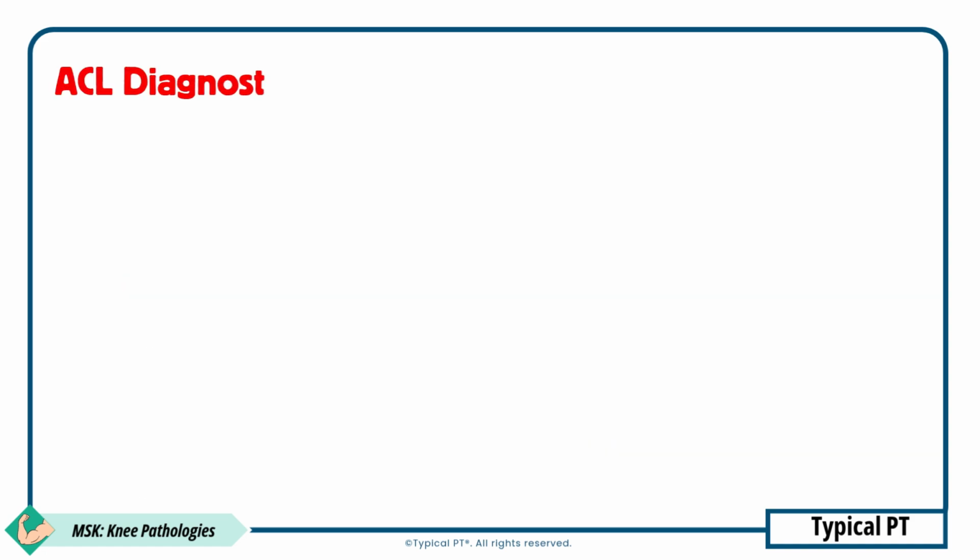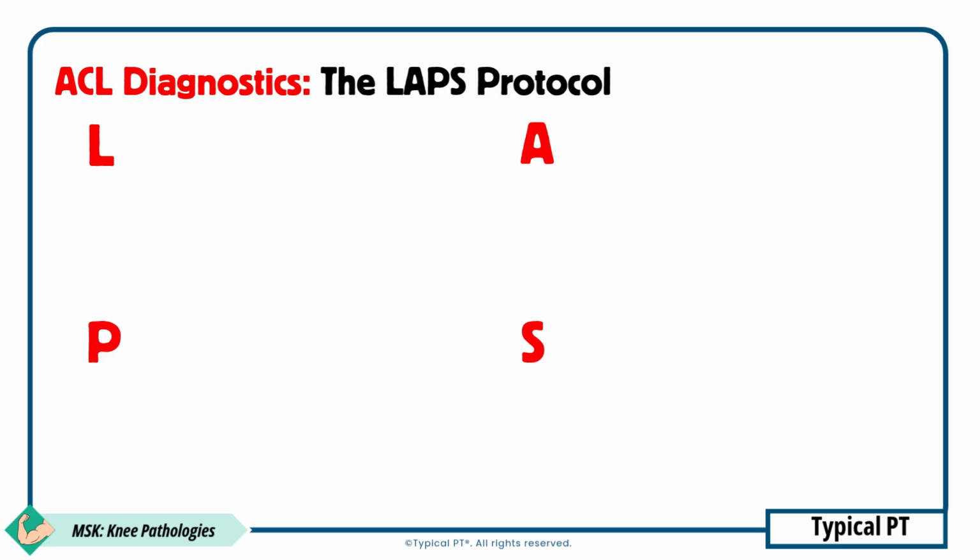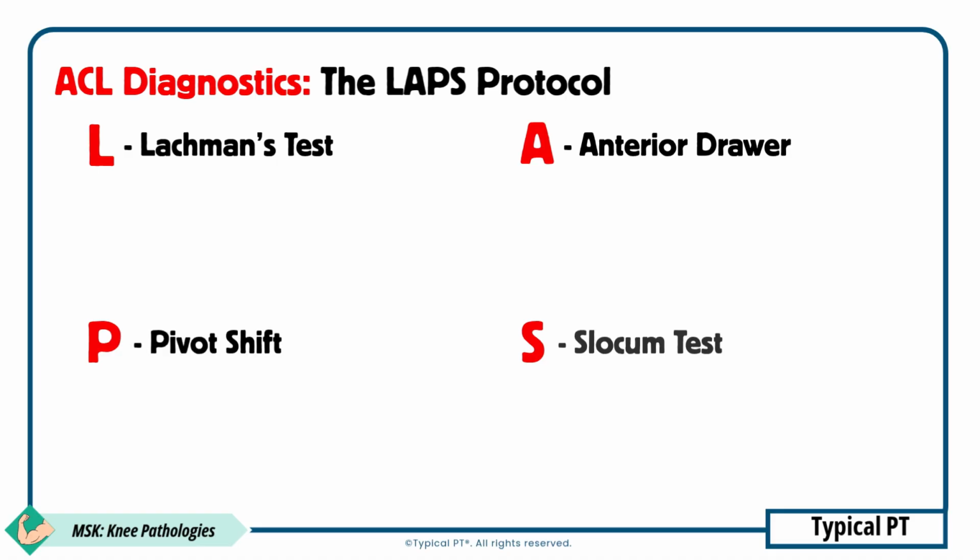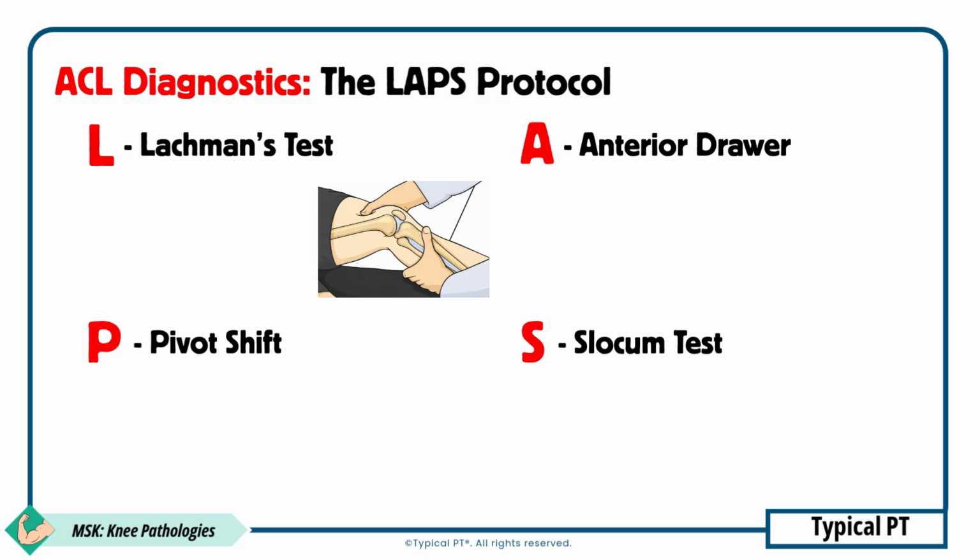When examining the ACL, remember this helpful mnemonic: LAPS. L is for Lachman's, A for anterior drawer, P for pivot shift, and S for Slocum. The first test is Lachman's test, and this is considered the gold standard for ACL tears. Lachman's is performed with the patient supine and the knee in slight flexion. You stabilize the femur with one hand and pull the tibia anteriorly with some external rotation with the other.